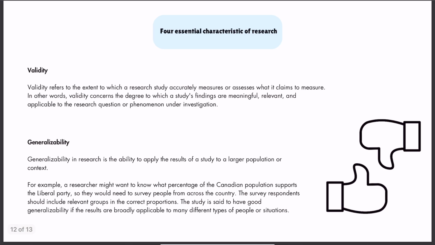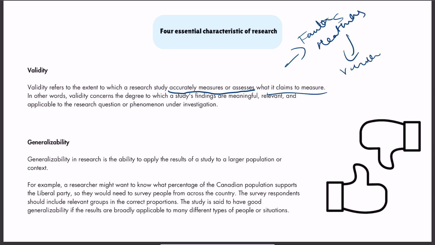Next, we have validity. It refers to an extent to which a research study accurately measures or assesses what it claims to measure. Now I'm claiming to measure factors that are influencing health checkups. I cannot go about and have something else in my research paper. My variables are completely different and not even related to health checkups. So, is my data set measuring what I'm trying to measure? So, whether the study findings are meaningful, relevant, and applicable to the research.